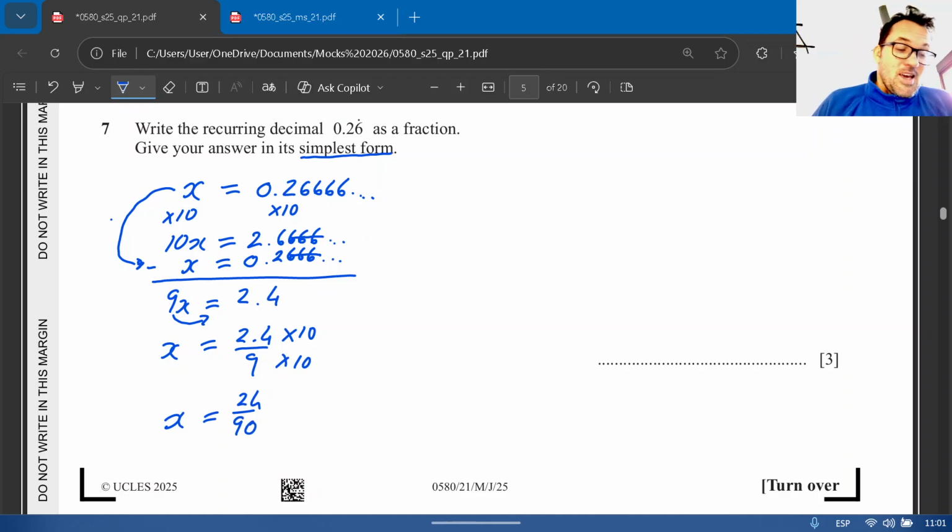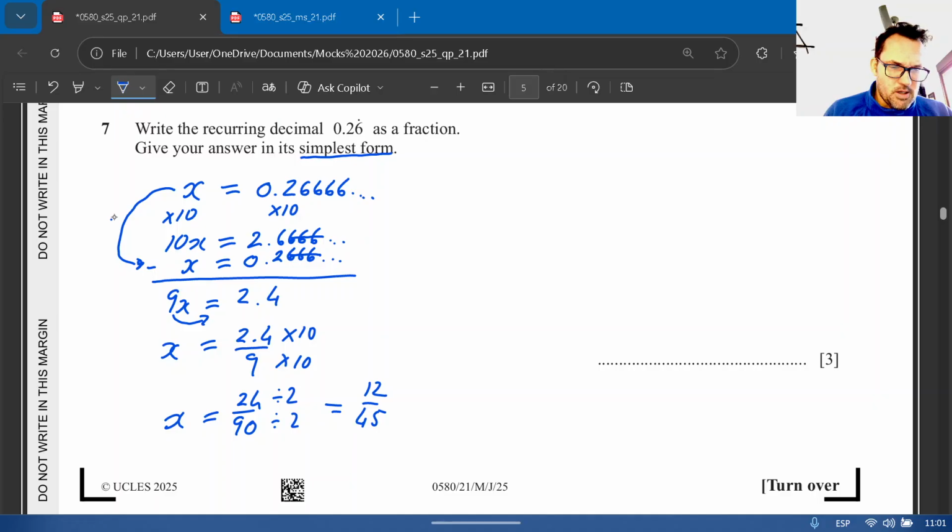Is the fraction in its simplest form? No, it isn't. But let's not complicate it. We probably divide both by 4, but let's just half both. That will give us 12 over 45. Can we half it again?